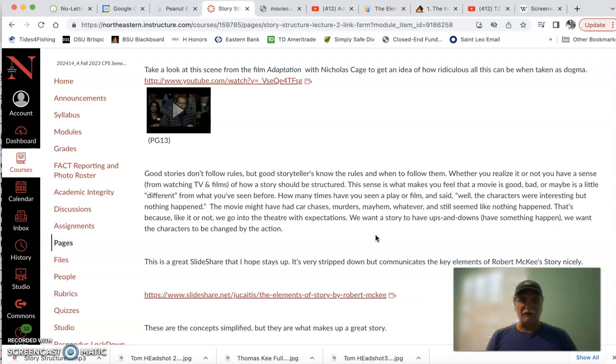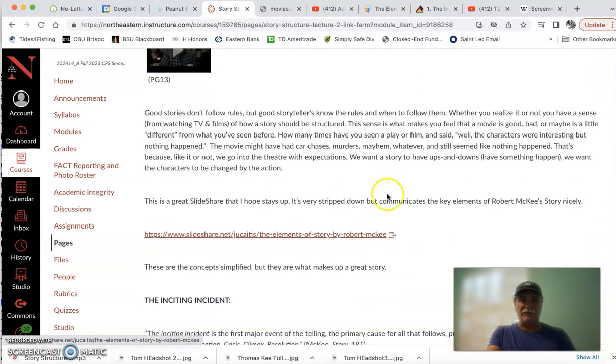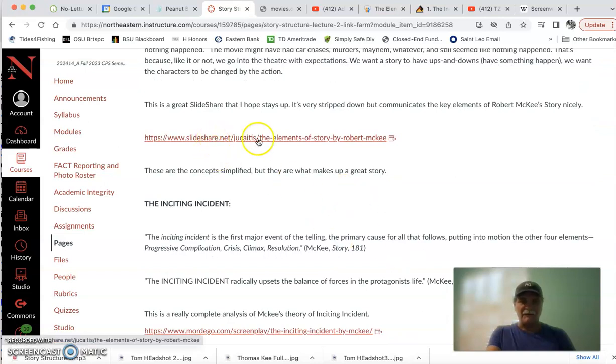So good stories don't follow rules, but good storytellers know the rules and they know when to follow them. That's a pretty famous McKee quote, and I would say is one that is very accurate. If you're going to break a rule in screenwriting, you should know what rule you're breaking, so that you know what the audience's expectation is of what might happen in this moment and how you can set that expectation on its head. Again, this entire document up in the module is required reading, as are all of the links. I mean, you don't have to watch the whole Adaptation link if you don't want to watch that one.